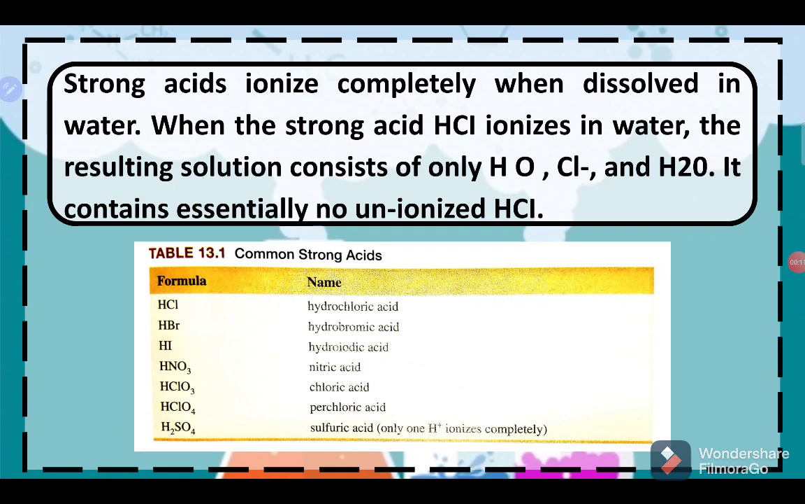So let's have the definition first of strong acids. Strong acids ionize completely when dissolved in water. When the strong acid HCl ionizes in water, the resulting solution consists of only H3O, a chloride ion, and H2O. It contains essentially no unionized HCl or hydrochloric acid. Okay? So strong acids are completely dissolved in water.